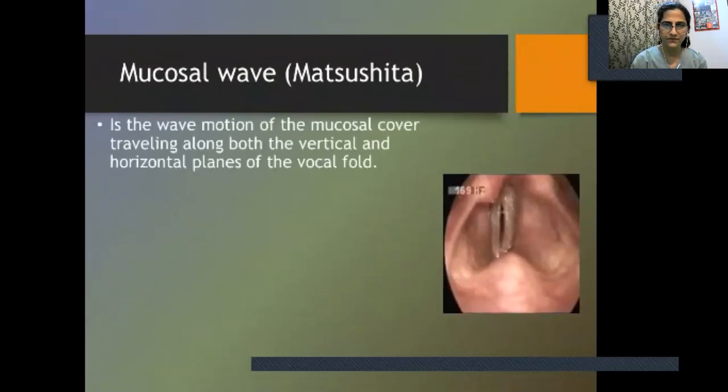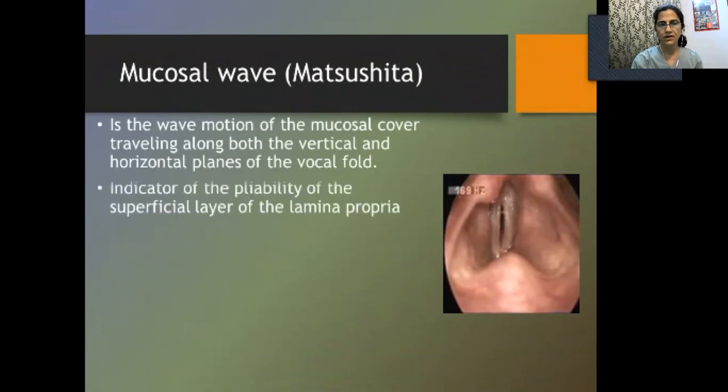Coming to mucosal wave, it is a wave motion of the mucosal cover traveling along both the vertical and horizontal planes of the vocal fold. It is an indicator of the pliability of the superficial layer of the lamina propria.